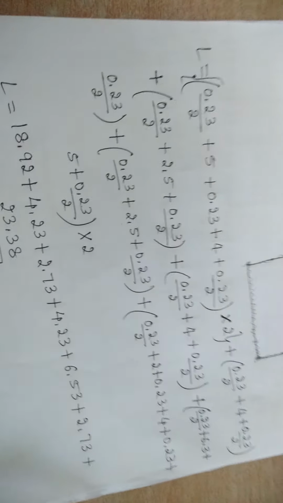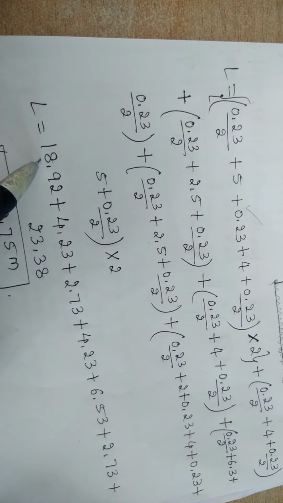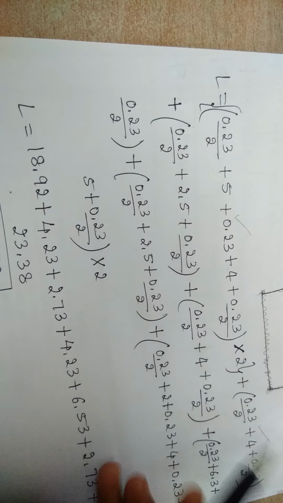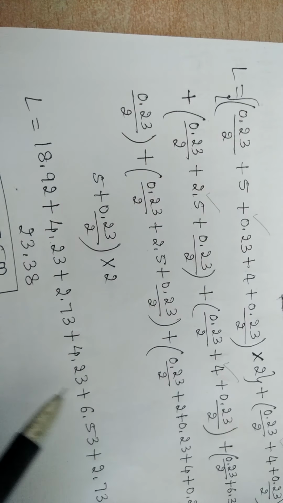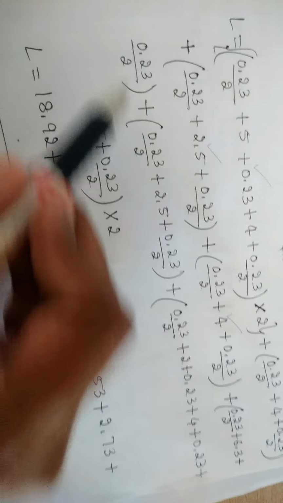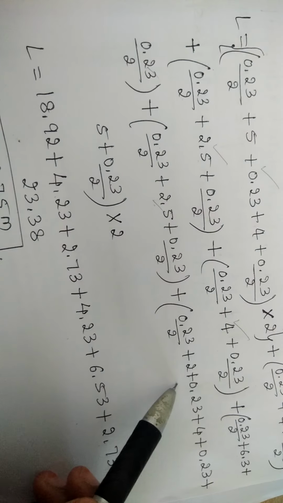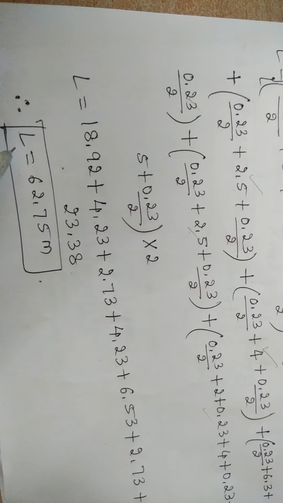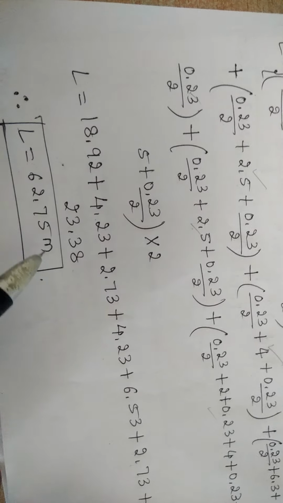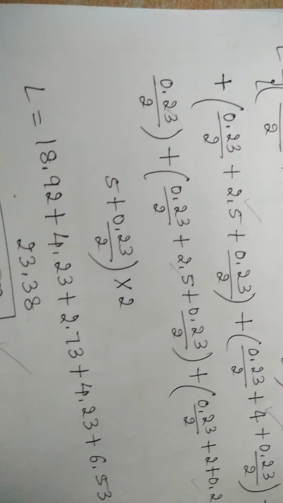After finding that, you please start solving that. Please simplify it. See the simplification of this part. The first part gives a value of 18.92. Then the simplification of the second wall gives you the value of 4.23. Then the third value gives you 2.73. Fourth gives you 4.23. And then the fifth value gives you 6.53. Then for this you get 2.73. Then for this you will get 23.38. If you add all the values, you will get the total center to center length of the building as 62.75. So this gives you the final value of L, and that completes the first step of this method.